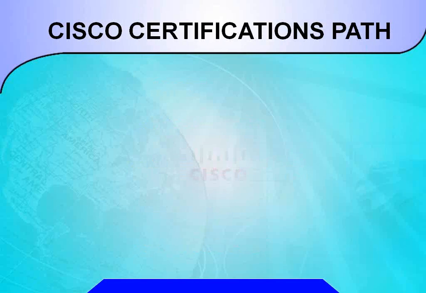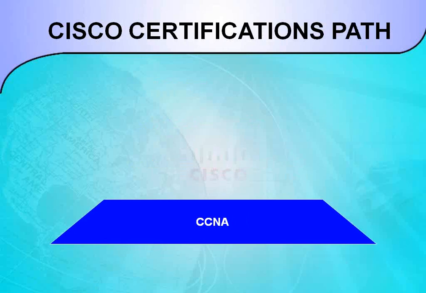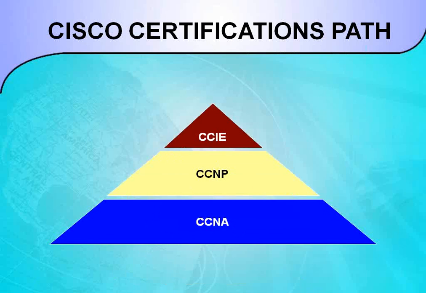So coming to the certification path, this is the Cisco CCNA, and then there is a CCNP. CCNA is Cisco Certified Network Associate. Then you have Network Professional. Then you have CCIE, Internetwork Expert. After this, you also have CCA, Cisco Certified Architect.